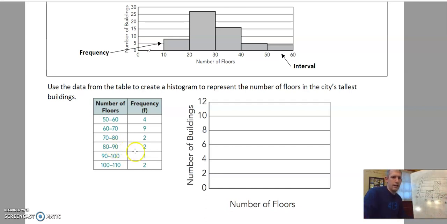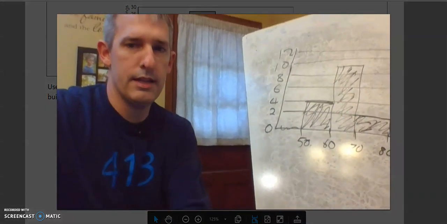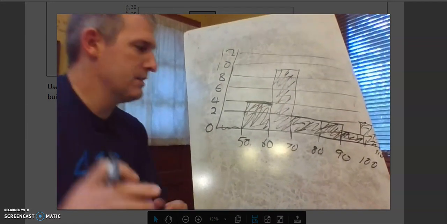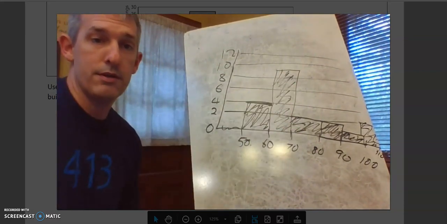Between 80 and 90, there's also 2. Oh, I realize I didn't put enough space here. Between 90 and 100, there's only 1. And then finally, between 100 and 110, there would be 2. Okay. Let me show you a little closer there. That's what that would look like. So again, this is just telling you in that range how many buildings have that many floors.